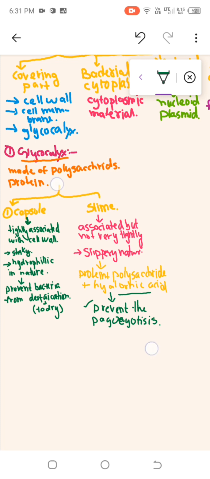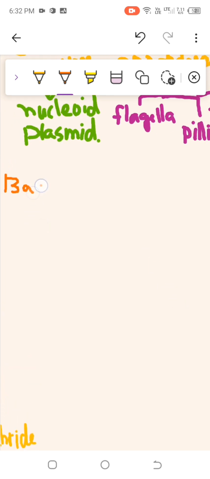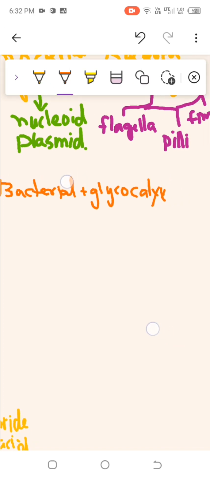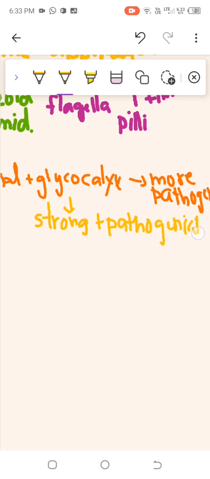Now, as I told you, some bacteria contain glycocalyx, however, some do not. If the bacteria contain glycocalyx, that bacteria is more pathogenic, because the glycocalyx is strong, and its resistance to phagocytosis is very high.